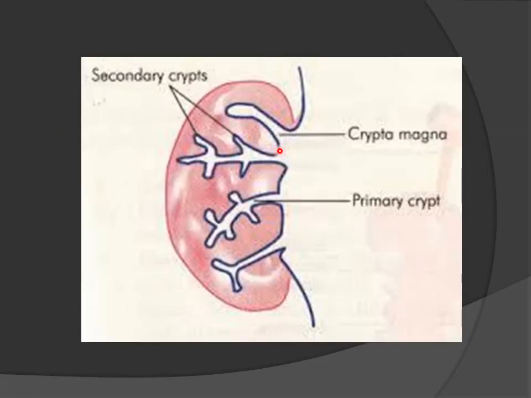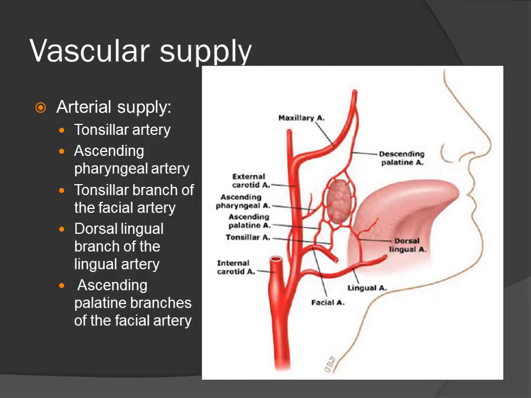Crypta magna or the intratonsillar cleft is situated near the upper part of tonsil. It is very large and deep, and it represents the ventral part of second pharyngeal pouch. Secondary crypts arise from the main crypt within the substance of tonsil. Crypts may be filled with cheesy material which consists of epithelial cells, bacteria, food debris, and can be expressed out with pressure over the anterior tonsillar pillar.